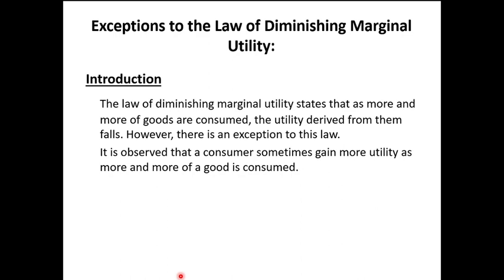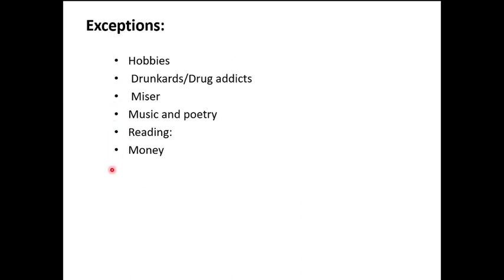We have a set of assumptions, but though we have such assumptions, it doesn't work in some cases. What are the exceptions of the law of diminishing marginal utility? These are the exceptions. The first one is hobbies. In case of hobbies, you can say the hobby of coin collection, or the collection of antique or historical items.